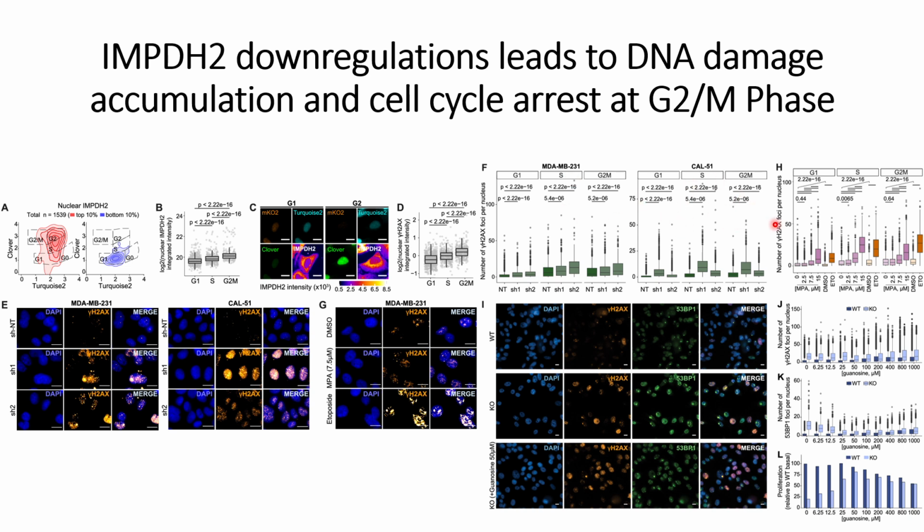For all the results that are shown here, other results are also shown in the supplemental figures. Here also we can see that it's higher for the G2 and M phase, and in panel A we can see that the bottom 10% of these cells, the low IMPDH2 cells, are mainly in this G1 and S phase, but high nuclear IMPDH2 cells are in this G2 and G2M phase.